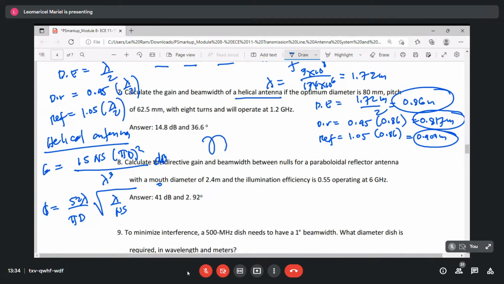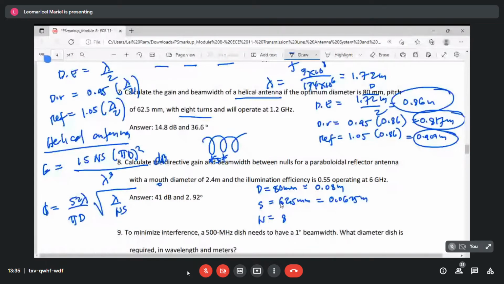So the spacing is around 62.5 millimeter. So that will be equals to 0.0625 meters. And meron kang 8 turns. Walo, binigay naman, no? And operate at 1.2, so the frequency is binigay, that is 1.2 gigahertz. So your lambda therefore is ilan? 3 times 10 to the 8 all over 1.2 times 10 to the 9. So what is your lambda? 0.25. Tama ba? Okay, 0.25 meters.